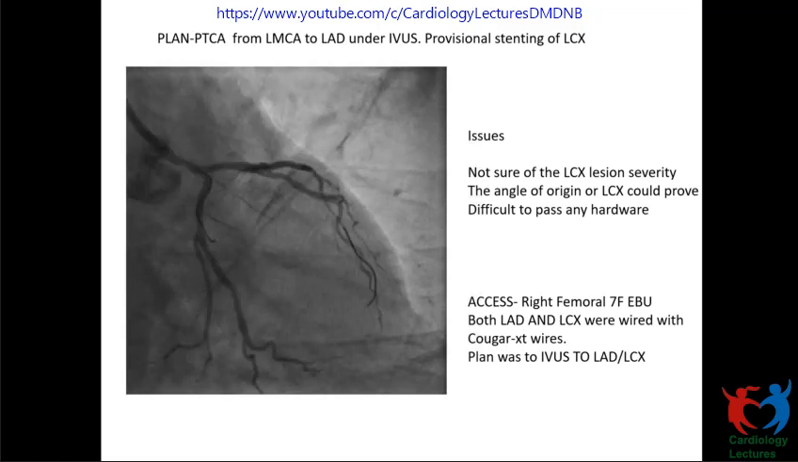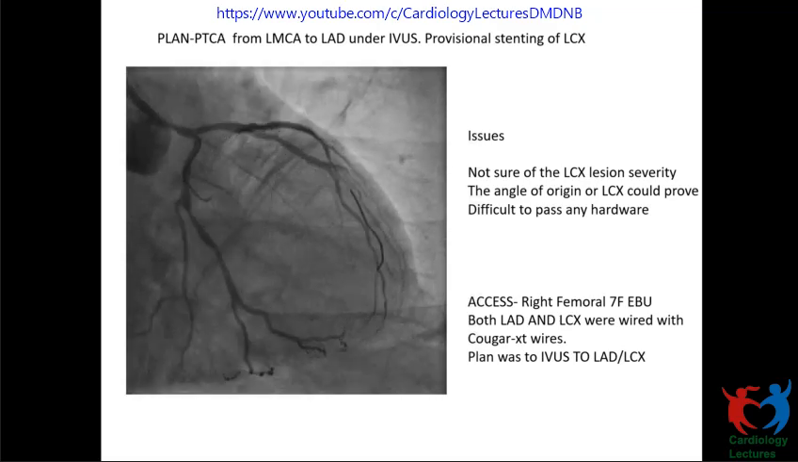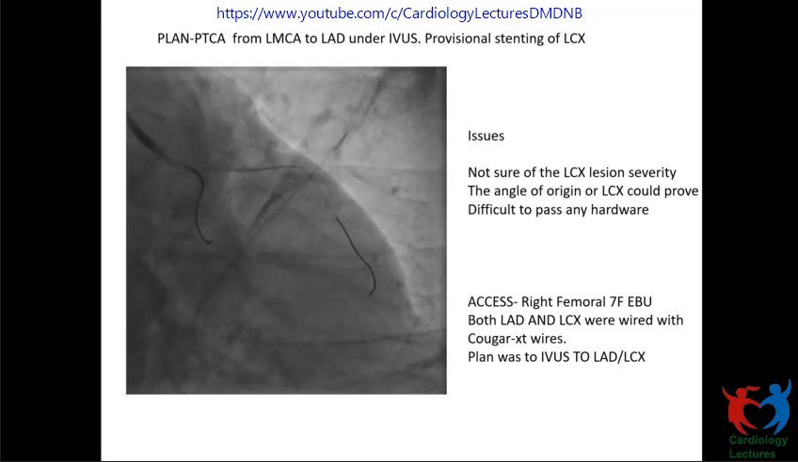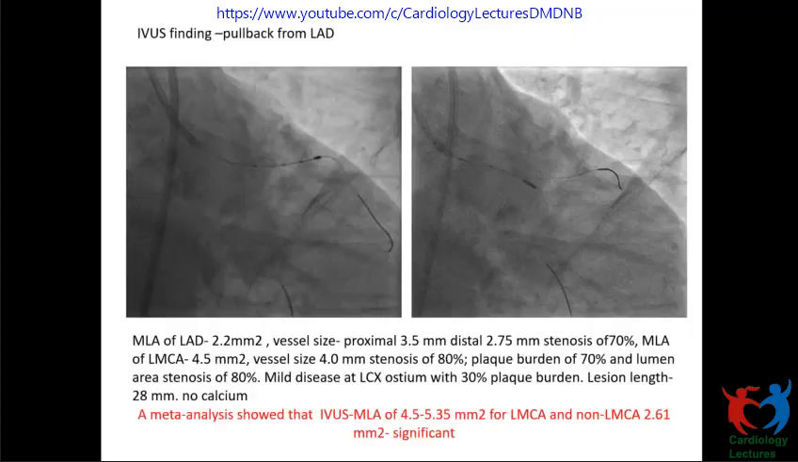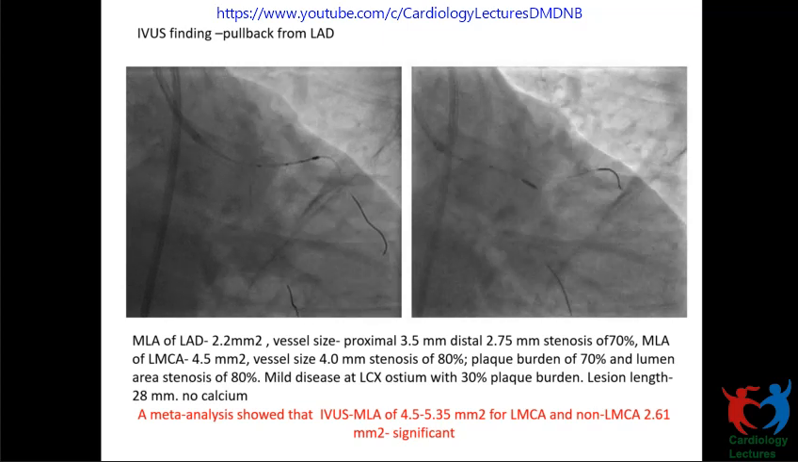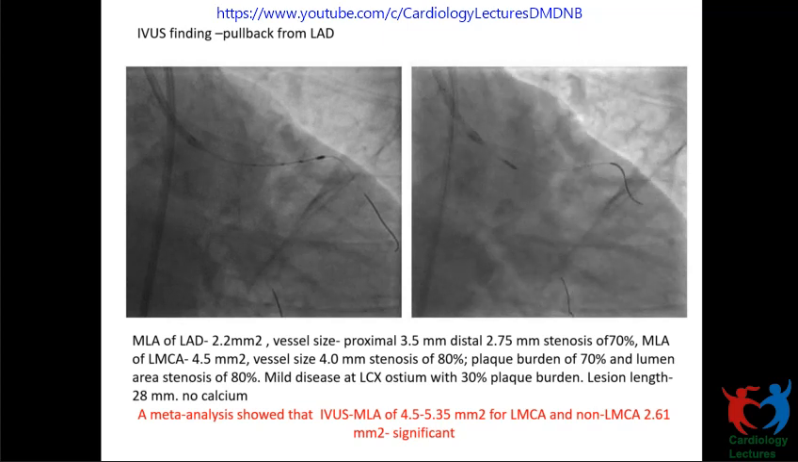So we took this patient for PCI through the femoral approach, a 7 French EBU guide, and both the LAD and the LCX were wired with a Fielder XT. Then an IVUS run was done to the LAD. Unfortunately, we were not able to pass the IVUS probe into the LCX. Possibly this could be because of the angulation, or it could be because of the stenosis present at the carina.